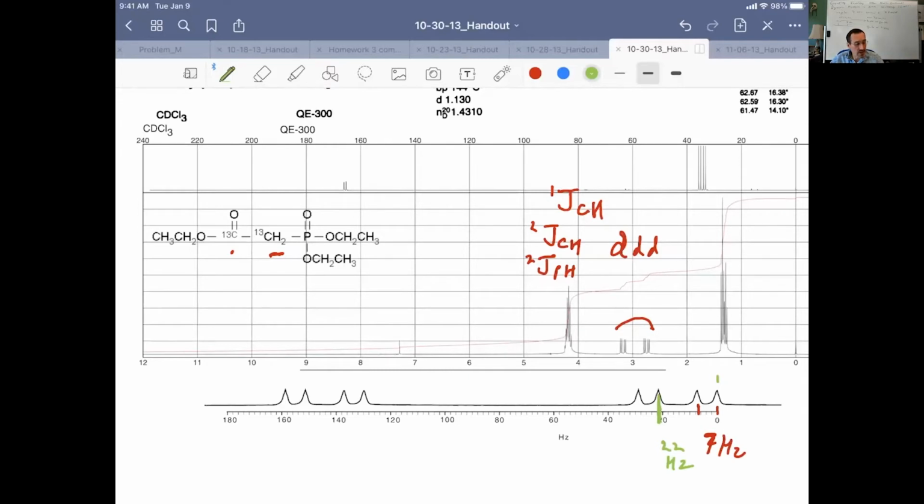We could say, okay, we're about 159 hertz over here, and we could subtract 22 and 7 from it, and we would get 130. Or looking at this, it's pretty obvious that there is one honking big J. Either way, I can read off of here, and I'm going to come up with the same answer. That distance is 130 hertz. So in other words, this is a DDD, J equals 130, 22, and 7 hertz.